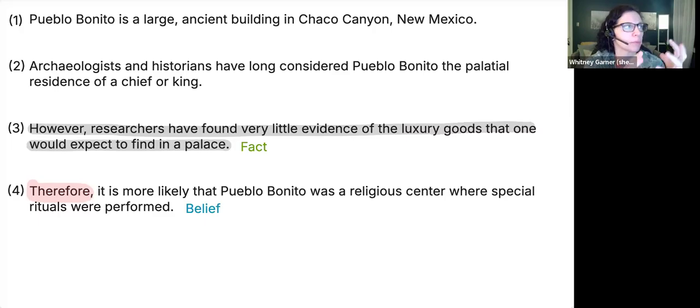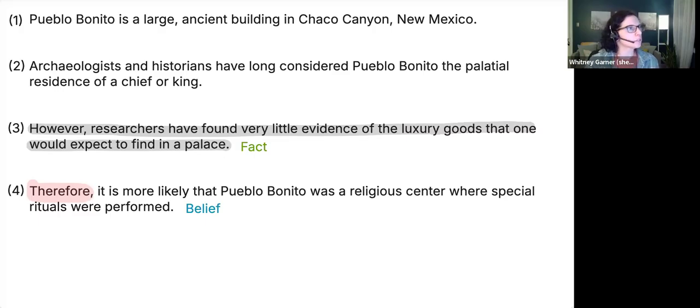And then the upfront one, Pueblo Bonito is a large ancient building, fact. We might even argue, you could start to look at things as, is it a background fact? Is it a neutral fact? But I generally am less concerned, at least initially, when I'm picking apart an argument, as to what is a neutral fact or a positive fact or whatever. I just want to get a sense of the information in this paragraph. What is fact and what is belief?